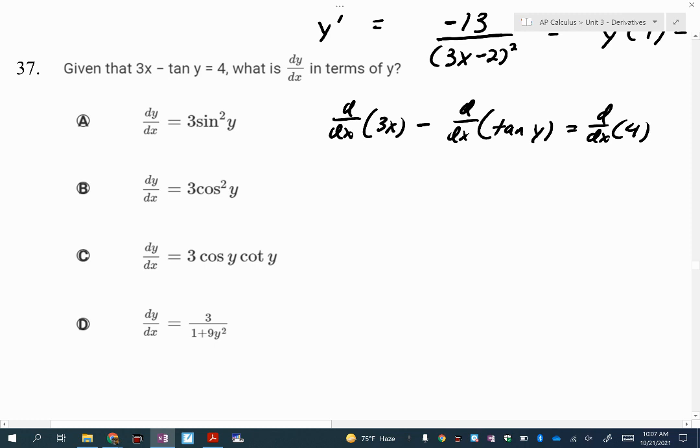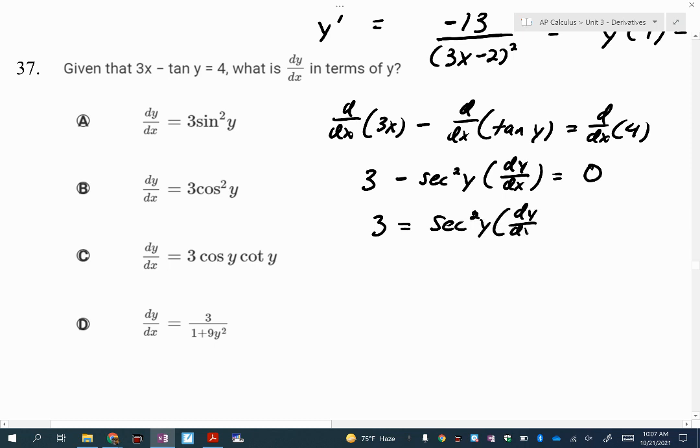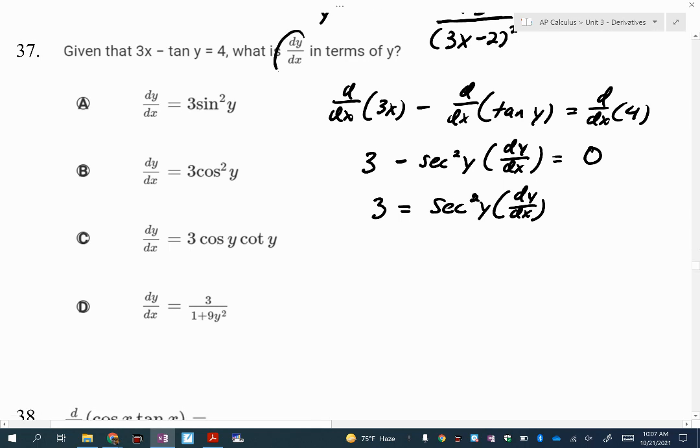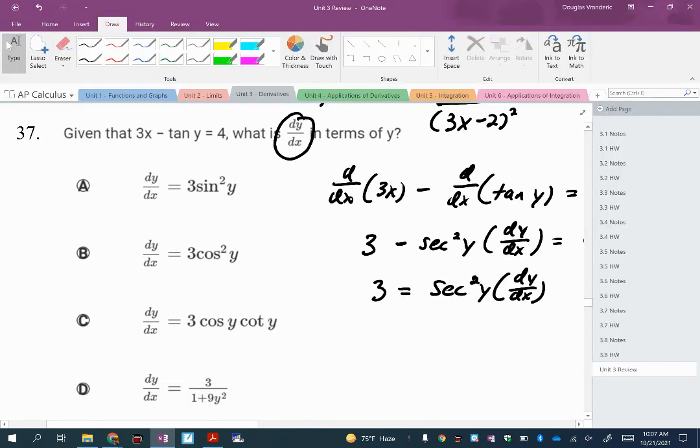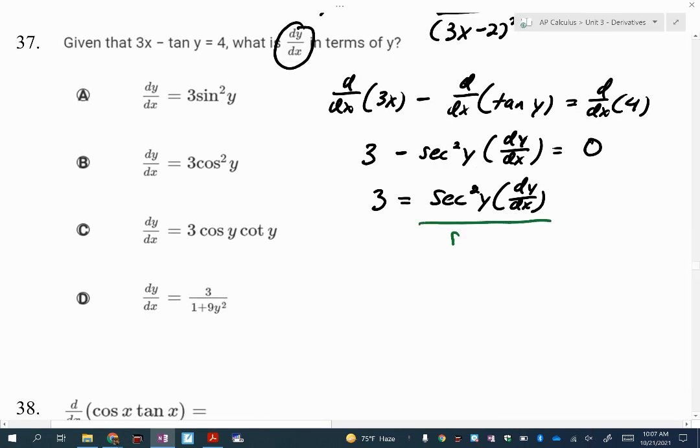Two of them will make more sense to you. The derivative of 3x is just 3. Now watch how I do this. The derivative of tangent of y is secant squared y. But because my argument is not an x, I have to then write dy/dx. So that's actually going to be what we end up solving for. And the derivative of a constant is 0. So I'm going to move this over to get secant squared y times dy/dx. And if I want to solve for dy/dx, I'm going to divide both sides by the secant squared of y.